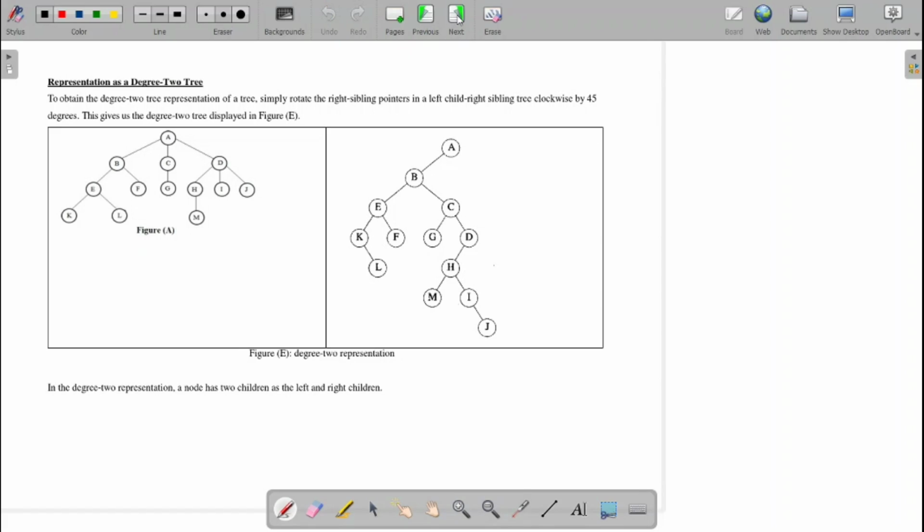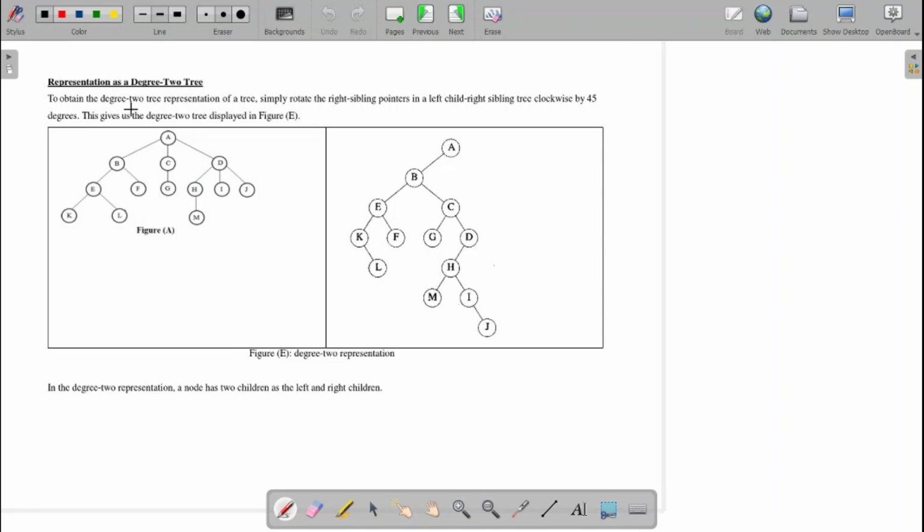Then the next one is the representation as a degree 2 tree. Here, the maximum degree will be taken as 2. So now let us take the same tree example. First we start with the root node. What is the root node over here? Before that, let us read the description of it.